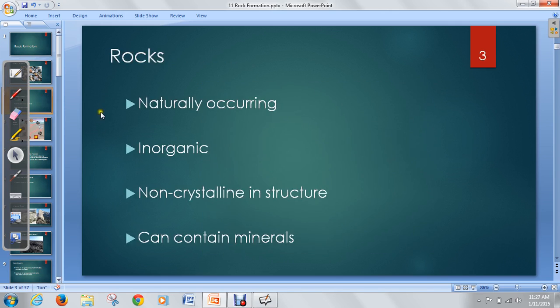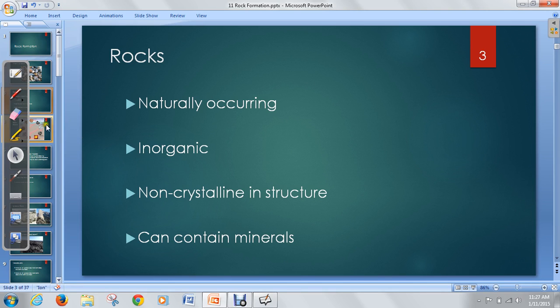Okay, so when we think about a rock, we know that they're naturally occurring. They are inorganic, meaning they don't have living material in them. They are non-crystalline in structure, and they can contain minerals. So notice, minerals almost always are crystalline in structure. Rocks almost always are non-crystalline in structure, so they don't have a nice pattern to them. And then they also usually contain minerals inside of rocks. So they're kind of like a casing for a lot of minerals, kind of like we saw with geodes in the last chapter. This is how we think of a rock. The key feature here, I usually say, is the non-crystalline part compared to minerals.